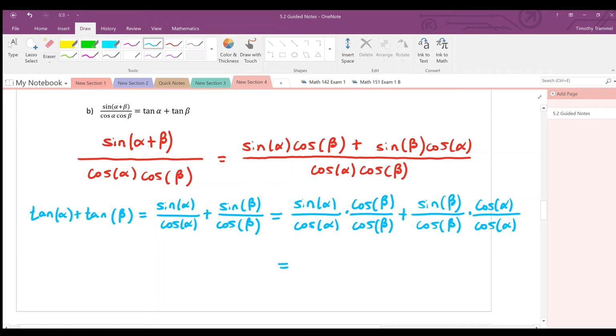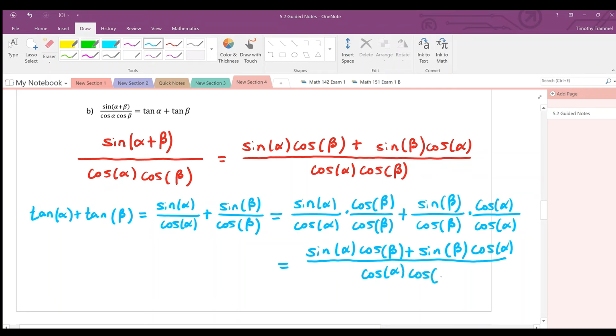And finally, combining all this gives us sine of alpha, cosine of beta, plus sine of beta, cosine of alpha, all over, and then it looks like we have cosine of alpha, cosine of beta. So we have now shown that both the left and right hand side of this equation are equivalent because they are both equal to the same thing.